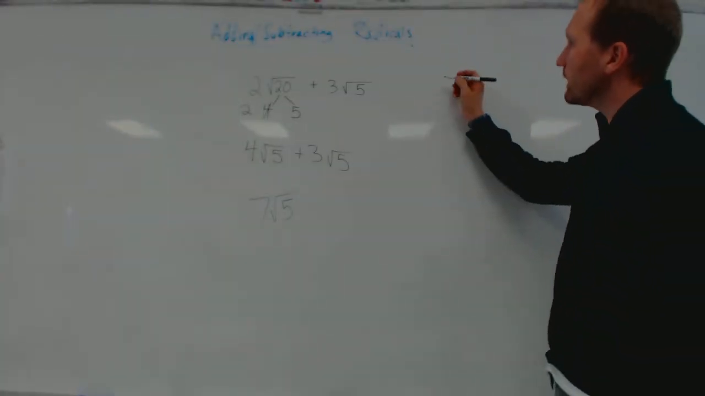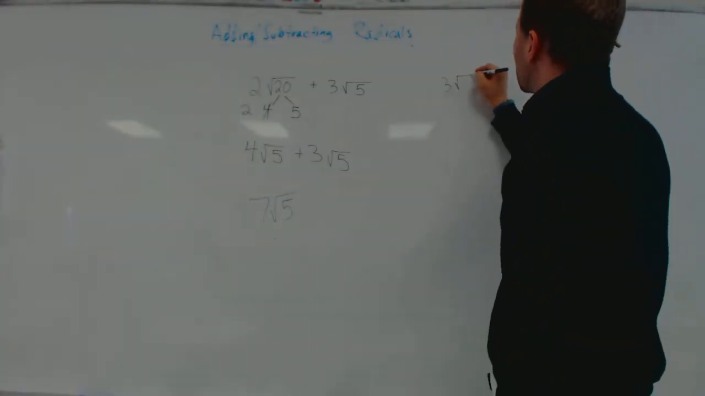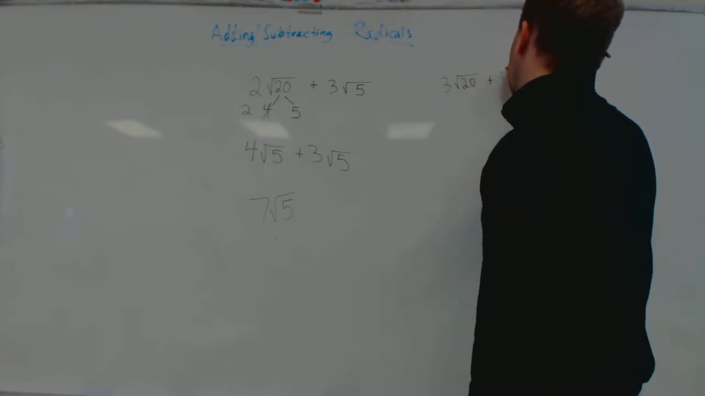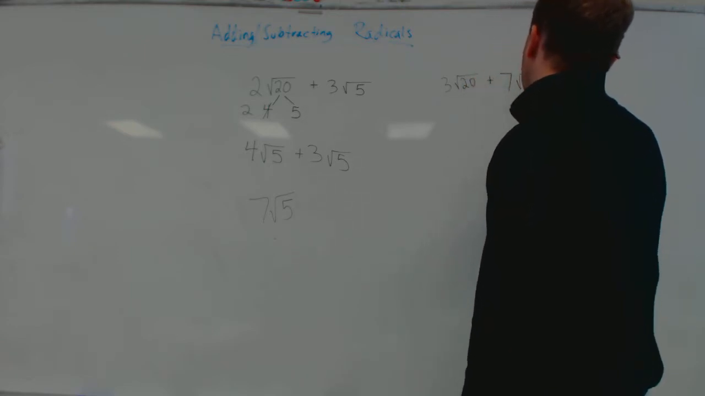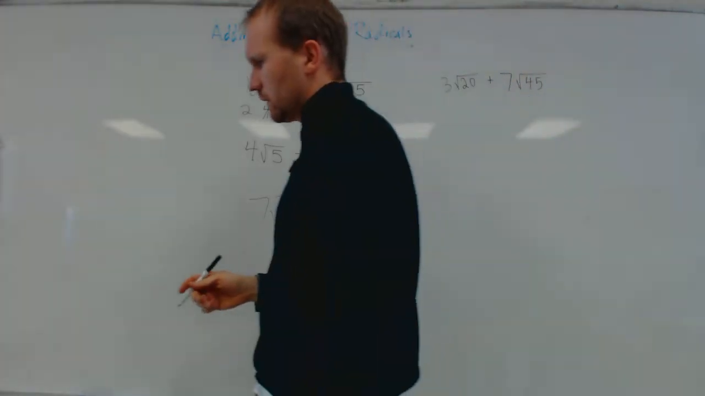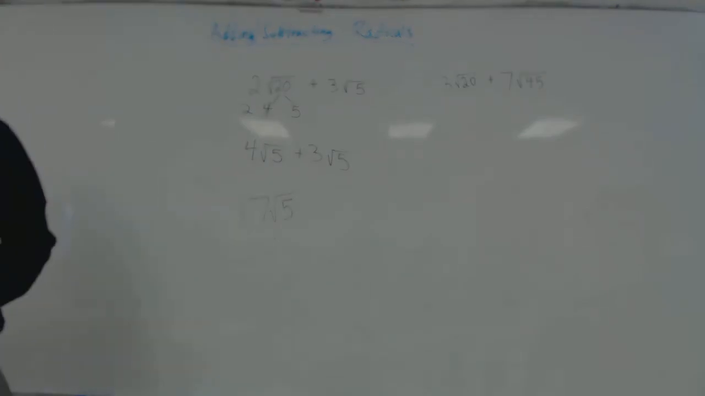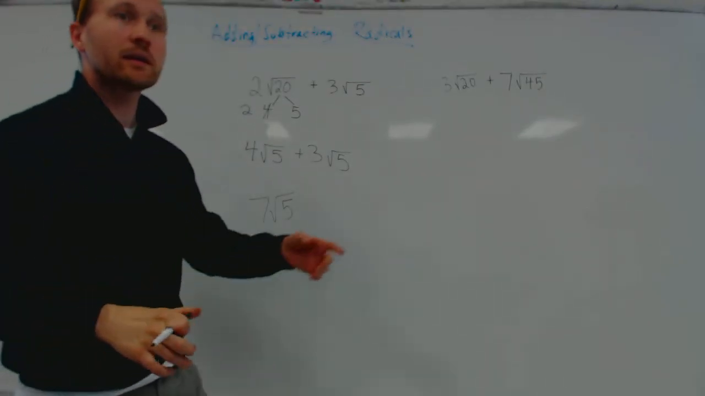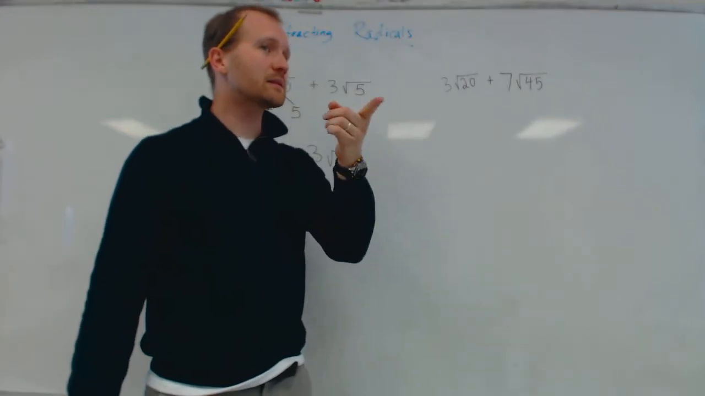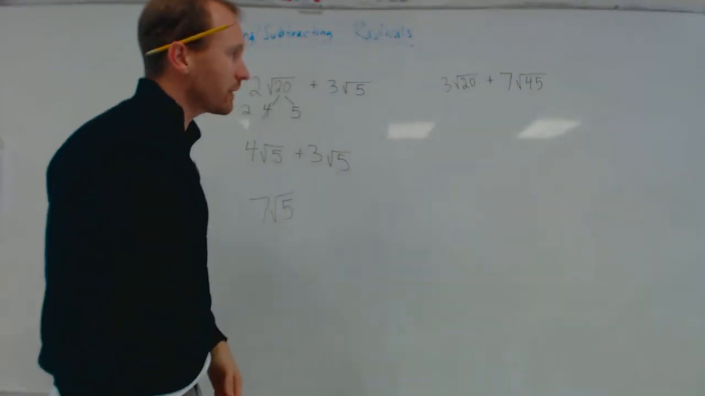What about something like this? 3 square roots of 20 plus 7 square roots of 45. Did you break both of them down? I don't think 45 is going to turn into 20, and I don't think 20 is going to turn into 45, but in this case I can actually simplify both of them.